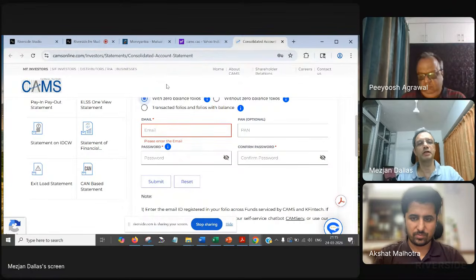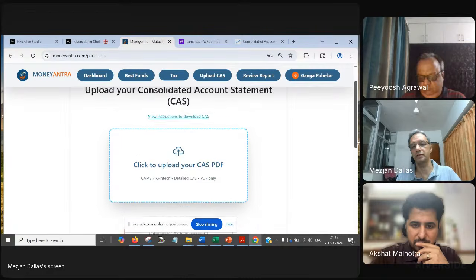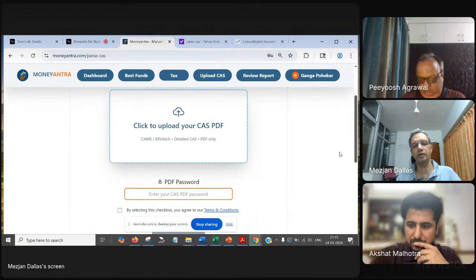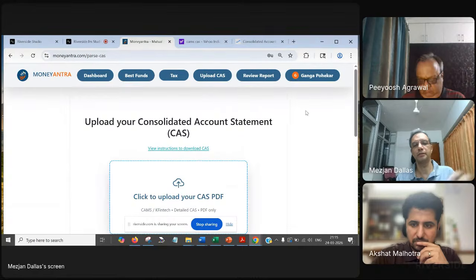Once the PDF has turned up, you come back to Moneyyantra and do the upload CAS, and give them the password that you had set for your CAS on the CAMS website. So fill in the password here, and then it will start. Then it has access to it, and it will fully analyze your tax and every other aspect of your portfolio.